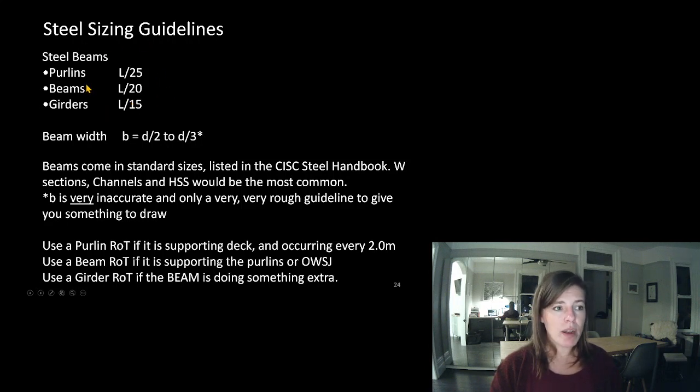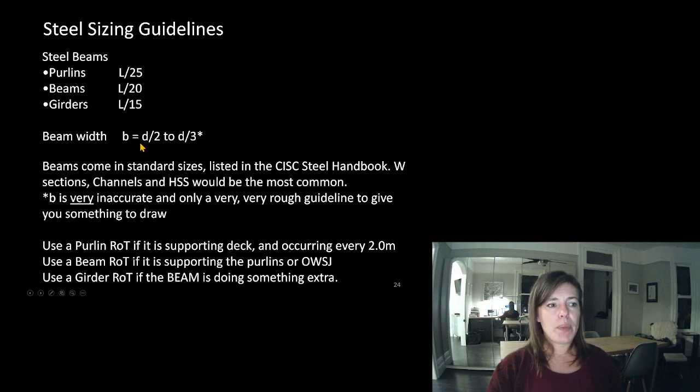If we came across them in a building and I pointed to a particular one, I would call it a beam. It wouldn't matter that it's a purlin. I would call it a beam. I need to know it's a purlin when I'm using my sizing guidelines. So what's a purlin? What's a beam? What's a girder? We have different sizing guidelines for each of them.